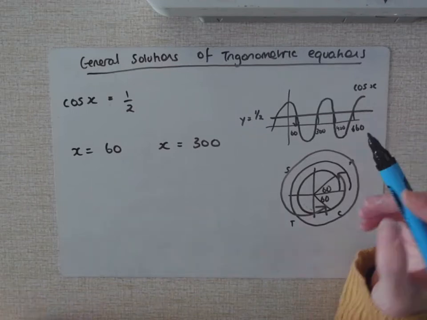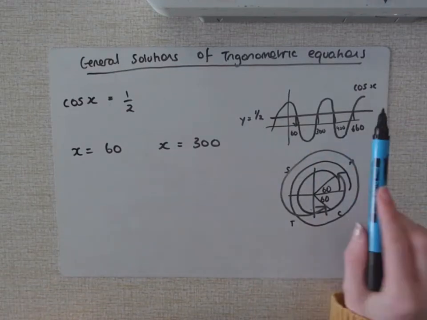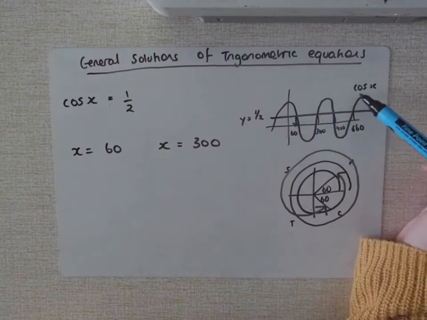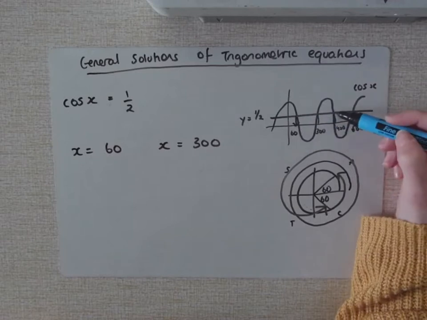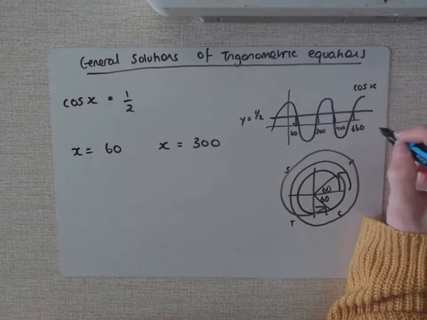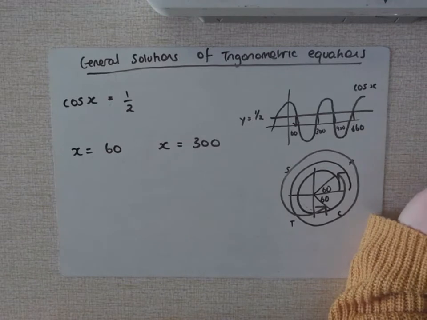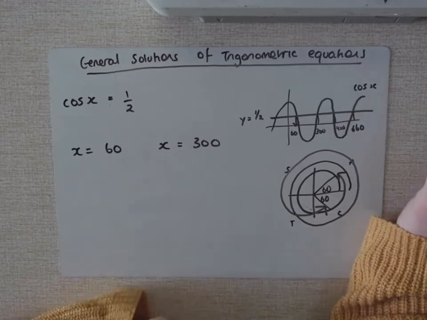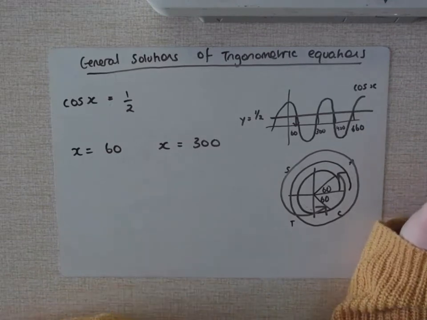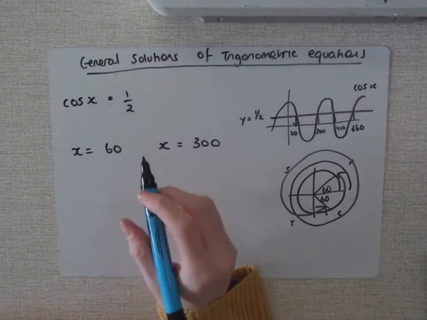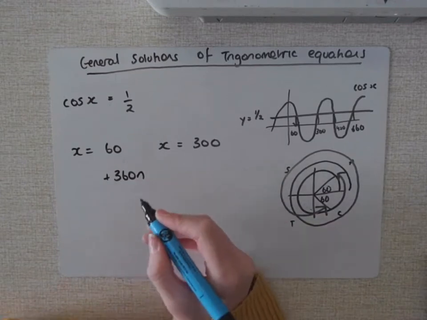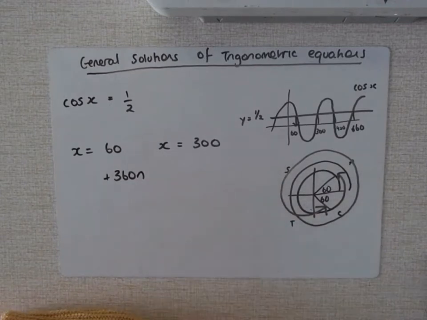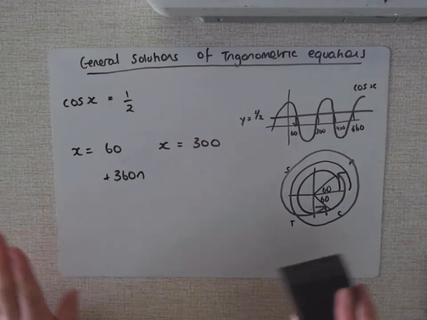So if you draw the line y equals a half, and you draw the graph of y equals cos of x, and you see where they meet, they'll meet at all these points, 60, 300, 420, 660, and it will keep going. So you can get the general solution by adding on 360n, and n can be 0 or 1 or 2. Remember we did this in complex numbers. It might seem a little bit familiar.